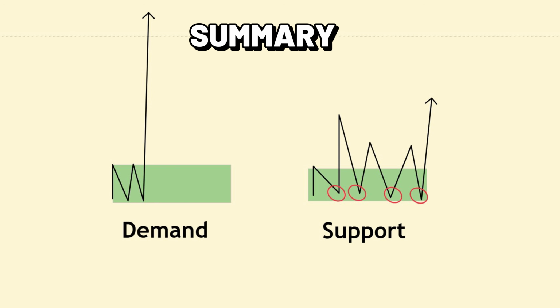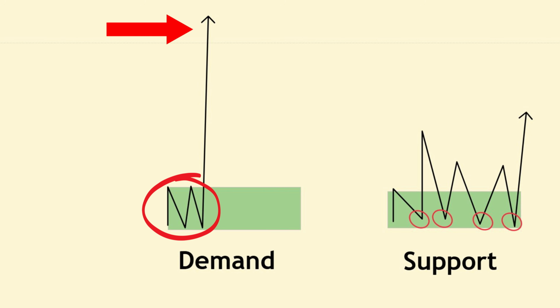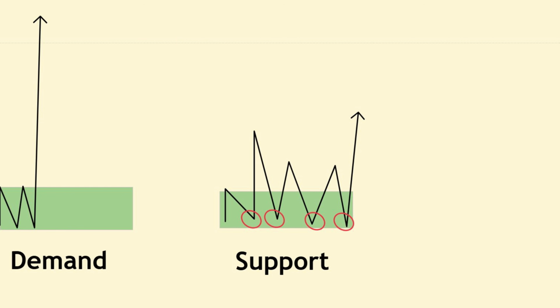So to quickly summarize the difference, demand zones are when we have an explosive move away after basing, and support is where price is generally turning around multiple times without any explosive moves away.